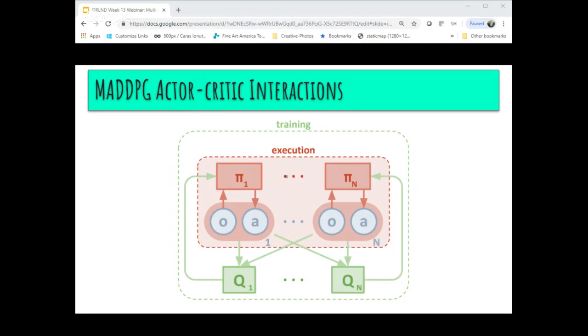But then during execution, that green area is ignored, and only the actor using local information is used to observe the state space and, based on the policy that's been learned, choose the appropriate actions based just on those observations. So pretty simple extension really to the DDPG algorithm.